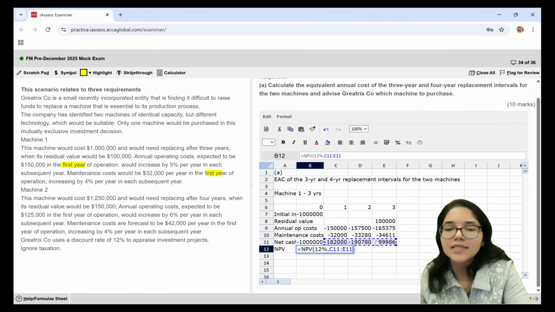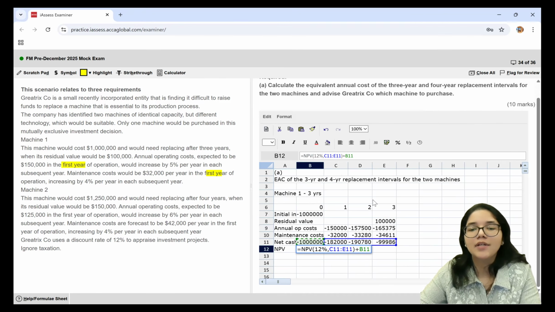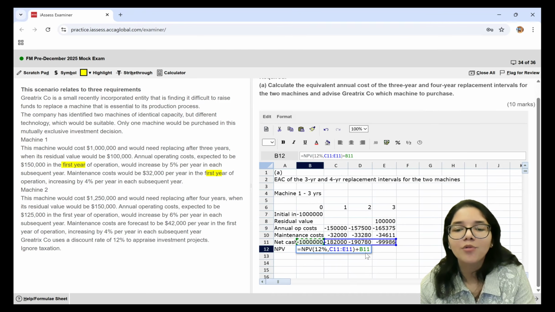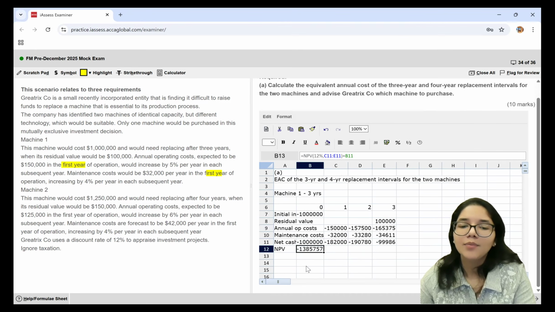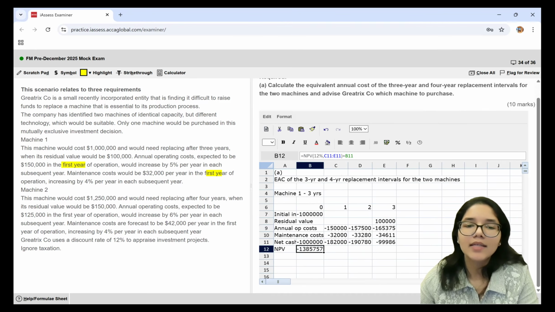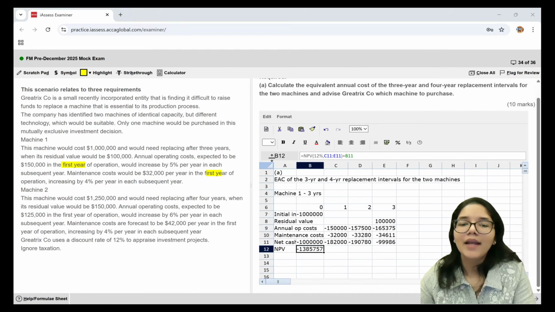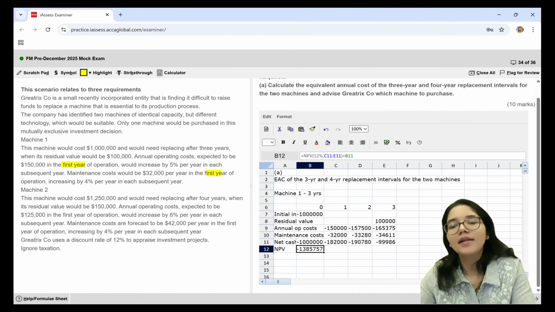So I select the first 3 cells and then subtract the initial investment. Initial investment is already put in a minus sign, so that's why I'm putting a plus sign over here so that the net effect is subtraction. That means the NPV that I'm getting is something like this. But then I have to work out the equivalent annual cost.